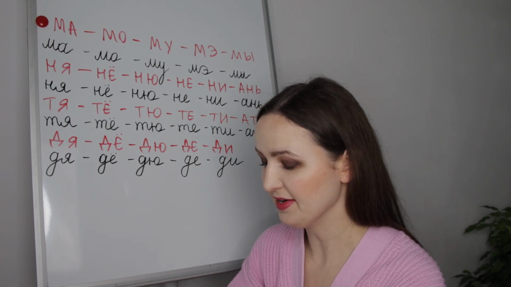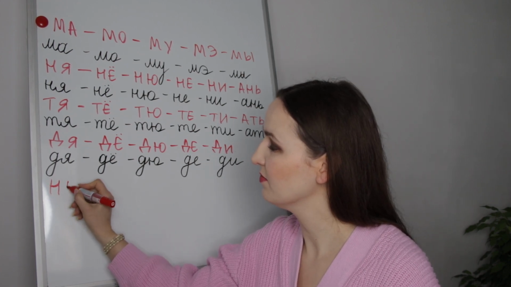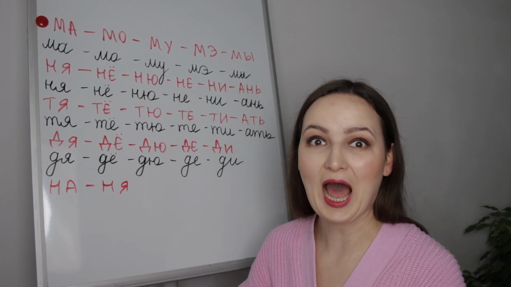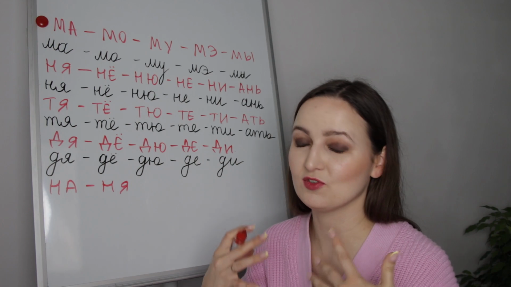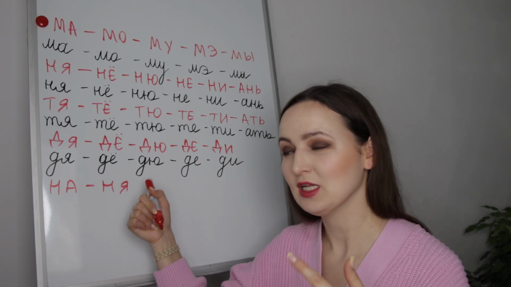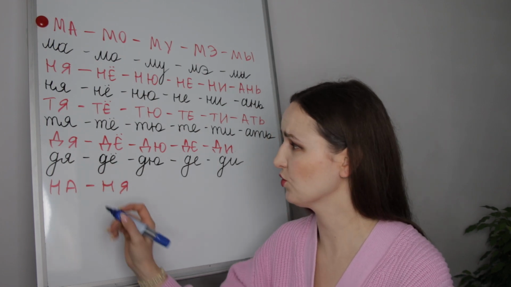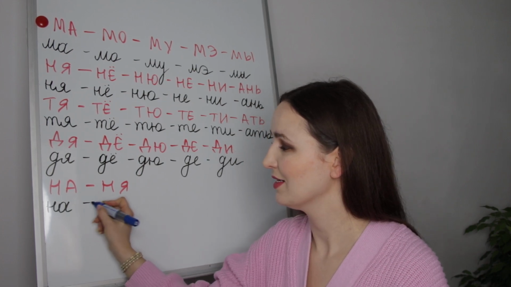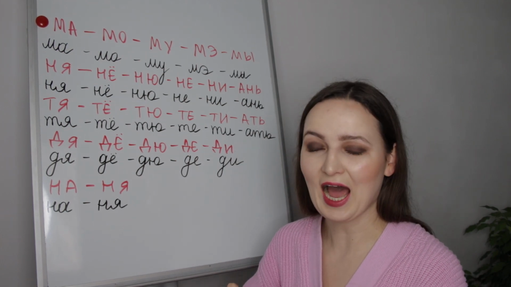The first pair is на, ня. На, ня. Please repeat it with me out loud. Try to copy my pronunciation. На, ня. Let's write it in cursive. На, ня.